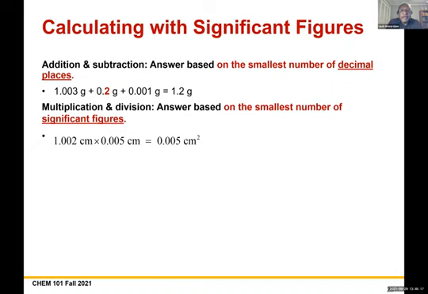In multiplication and division, which are similar, you don't look into the uncertain decimal place. You directly look into significant figures. This number has 4 significant figures. This one has 1. This one has 1. The answer when you multiply it is 0.005. So this answer should be rounded off to one significant figure.